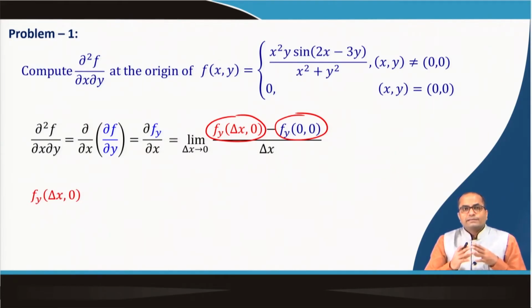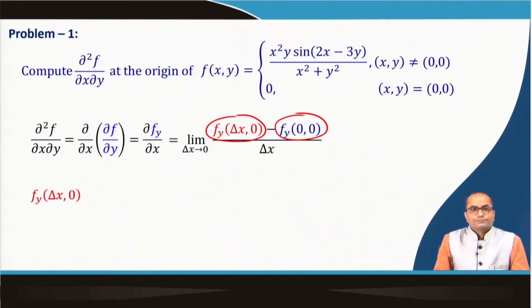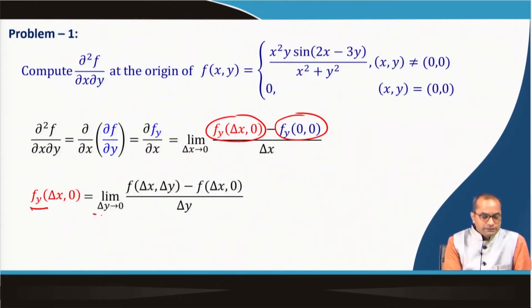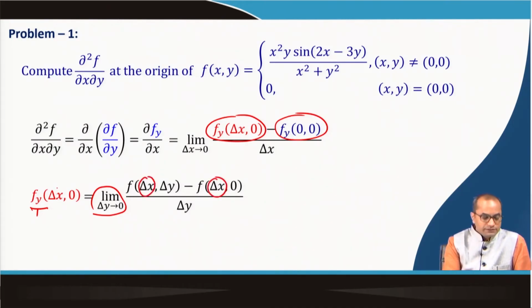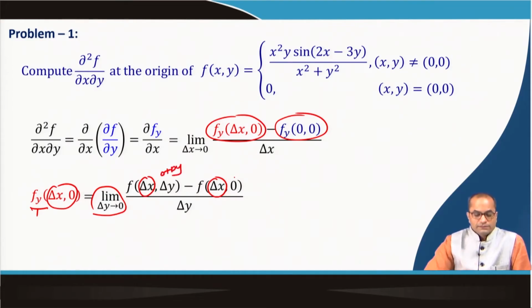For f_y(delta x, 0), again we apply the definition for the partial derivative with respect to y. This will be the limit delta y to 0, because we are talking about the derivative with respect to y, and there will be a variation in y. The delta x will remain as it is, because this is the point (delta x, 0), and here we have 0 plus delta y, and divided by delta y. So, this quotient we have to evaluate.